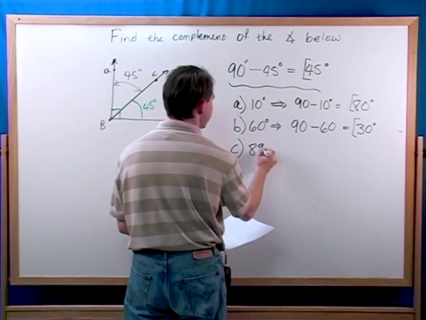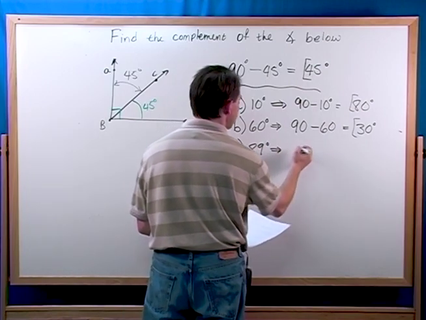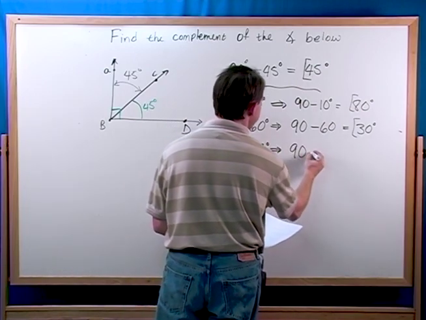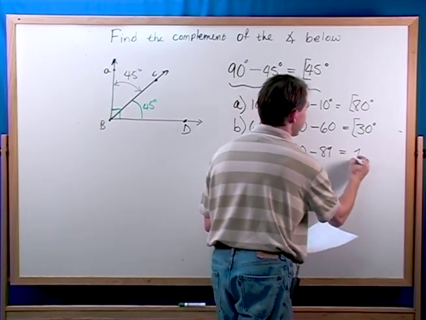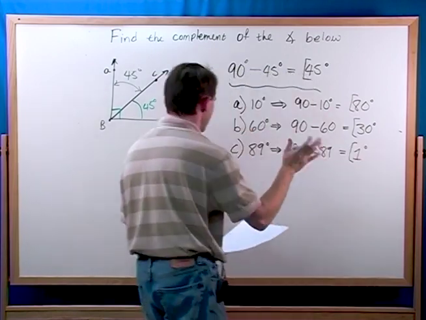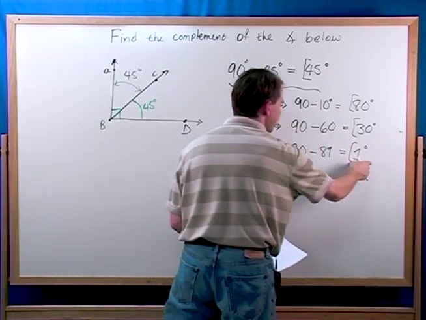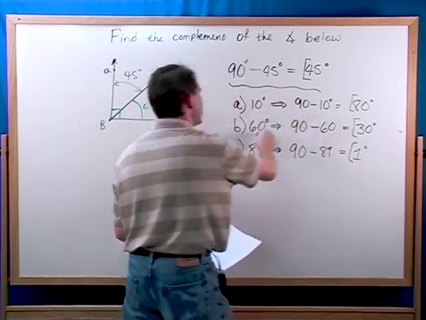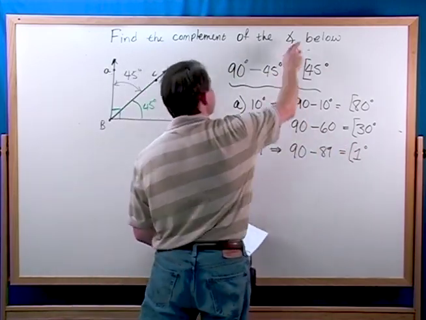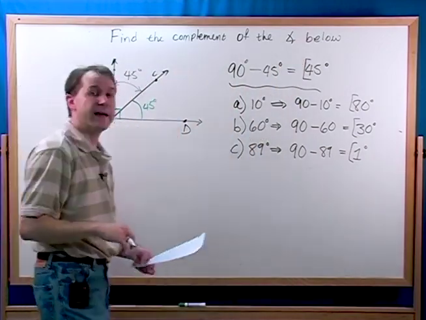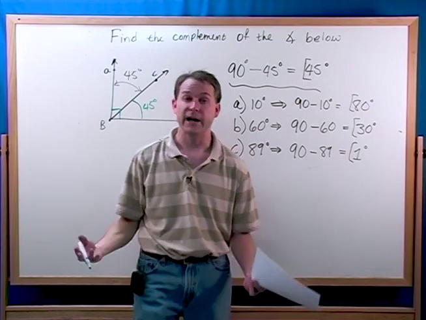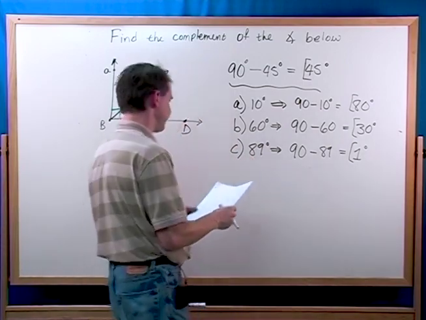And then just one last one. What is the complement of 89 degrees? I think you could probably do this in your head. 90 degrees minus 89 degrees is just going to be 1 degree. So you would say in words, 89 degrees is the complement of 1 degree, or 1 degree is the complement of 89 degrees, because if you add them up, you get your 90 degrees. And two angles are complementary if they add up to 90 degrees.